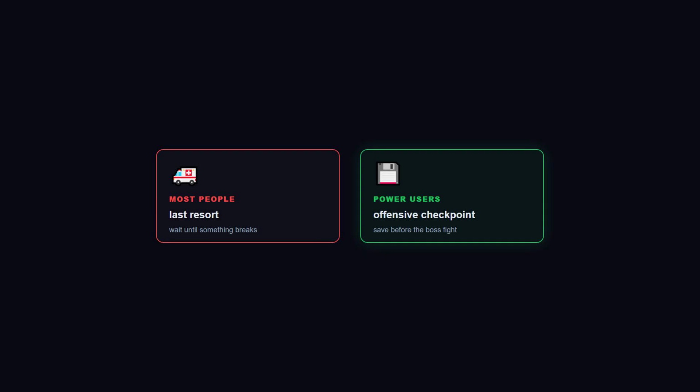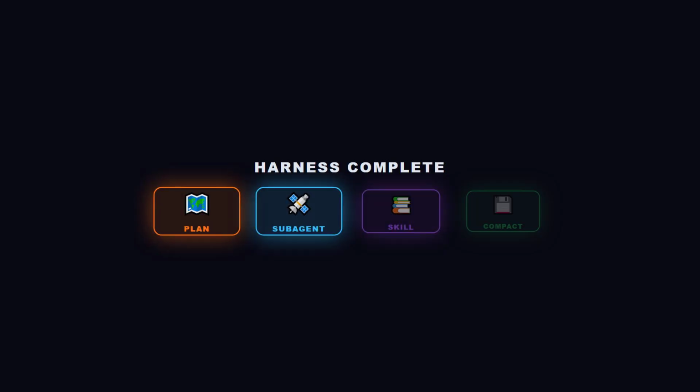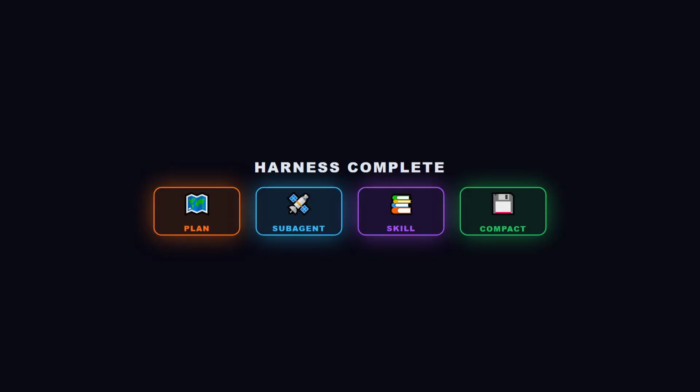Here is the wrong assumption. People think compaction is a last resort, a safety net. It is actually an offensive tool. Power users compact deliberately between phases of work to reset the window without losing the thread. Think of it like saving a checkpoint in a game. You do not wait for death, you save before the boss fight.